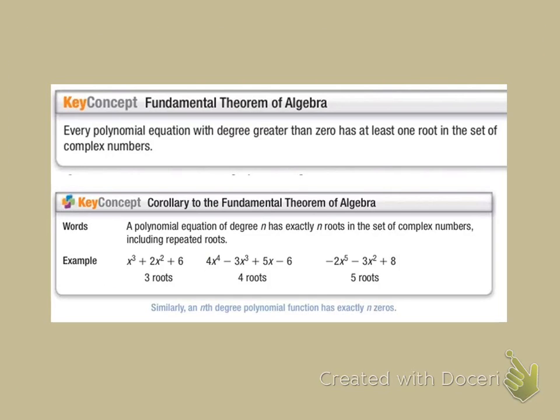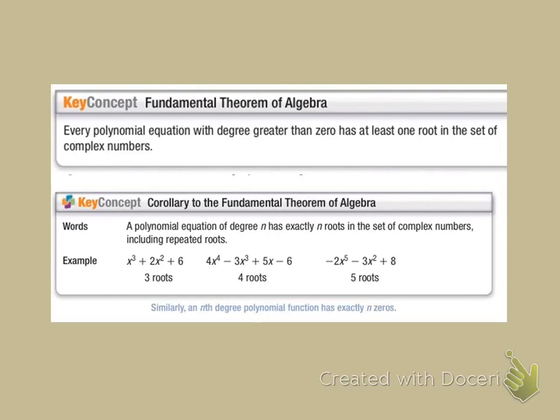Another talking point, don't really need to write it. The fundamental theorem of algebra says this. Every polynomial equation with degree greater than 0 has at least one answer, one root, in the set of complex numbers. So of all the numbers in the world, real, imaginary, complex, every polynomial you can solve for it. It has an answer. Not earth-shattering, right? We've been doing that for a long time now.